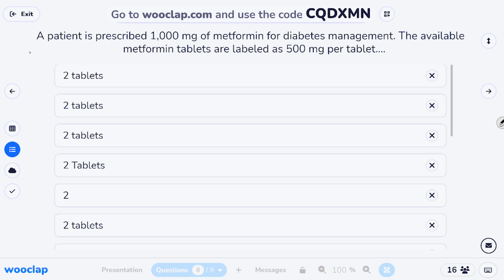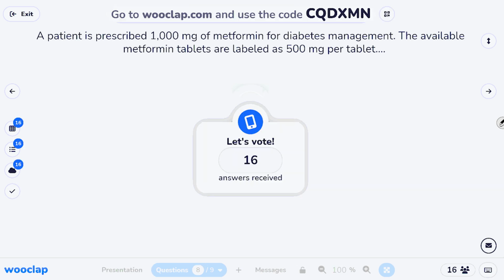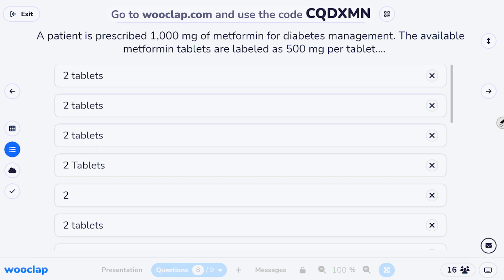Specificity and stuff like that is super important in healthcare. The goal of healthcare and dosage calculation should always be to limit any room for error, limit any room for misinterpretation, limit any room for mistakes. So yes, it is correct. 2 tablets. And look, only 69% of you got it right, because some of you wrote 2.